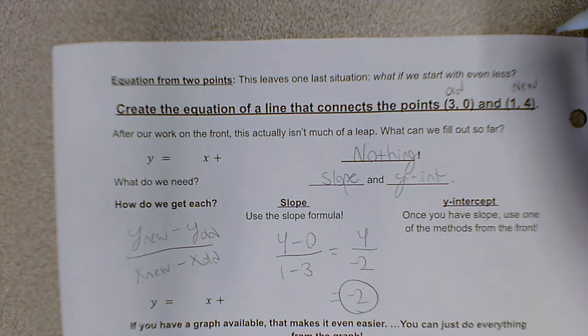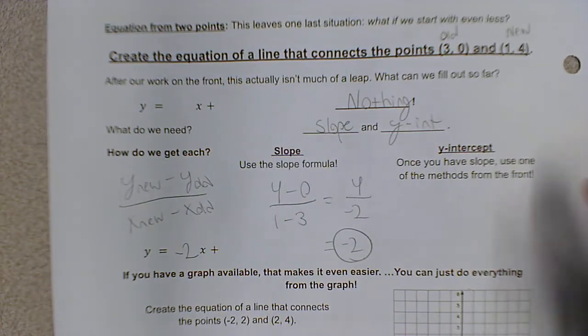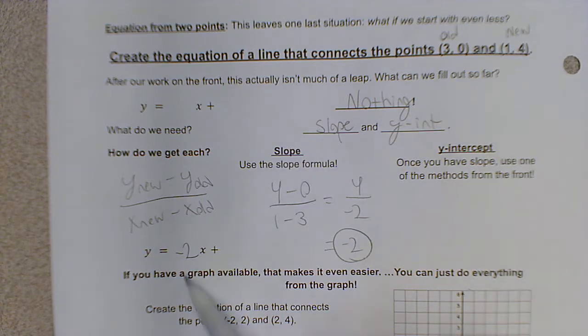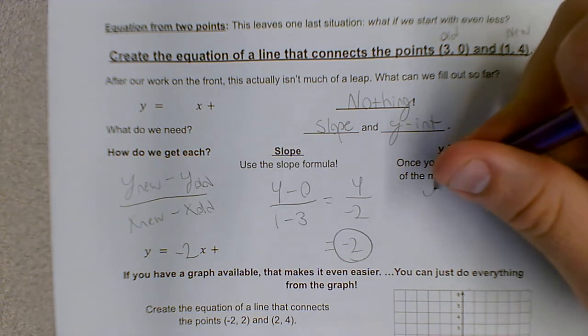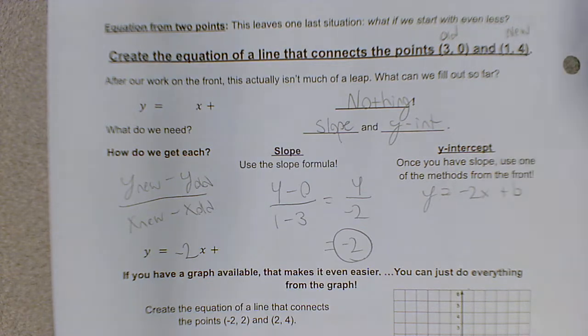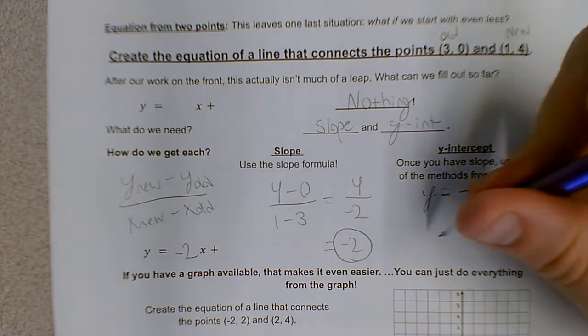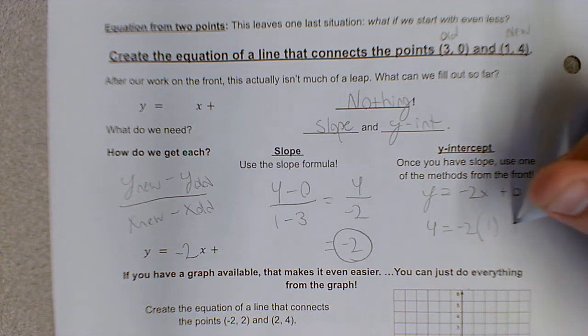I'm going to plug in negative 2 for my slope here. Okay, once we have our slope of negative 2, we can figure out our y-intercept. We're going to do the same plugging in thing from before. So I'm going to do y equals negative 2x plus b. I'm going to take either point. In this case, I'm going to go ahead and use my new point. So I'm going to plug in 4 for y equals negative 2, 1 plus b.